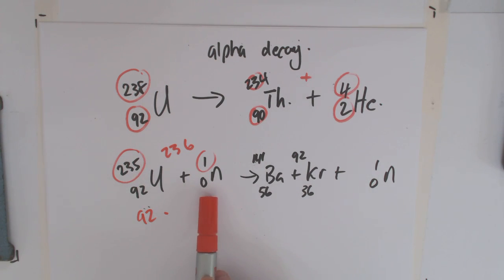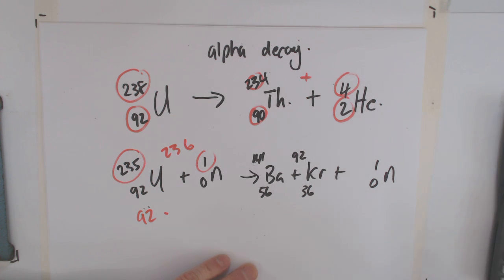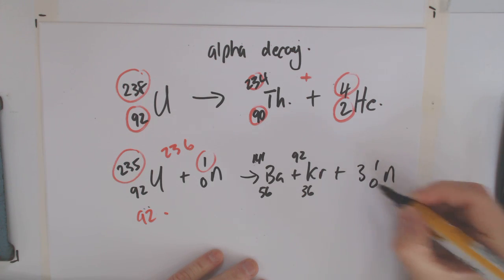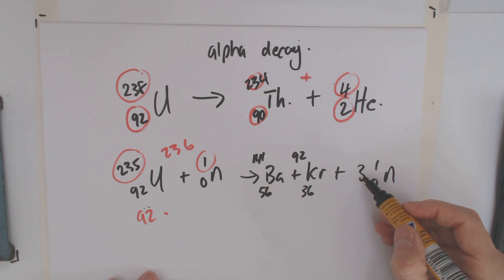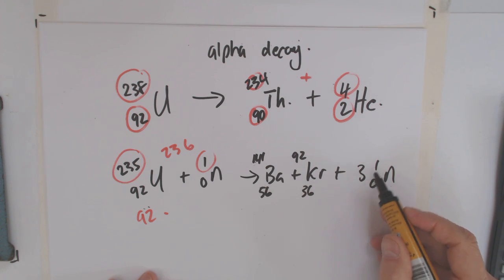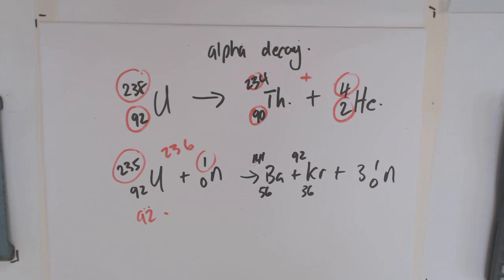Neutron, you can see it's got no protons, so it's just a mass of 1. 141 and 92. Let's add these up. 141 plus 92 plus 1. We've only got 234, and we need 2 more. So we have to multiply this by 3 to make all the numbers add up. And when you put a number on the outside like this, it multiplies this one and this one. So this gives us 3 plus 92 plus 141 equals 236.